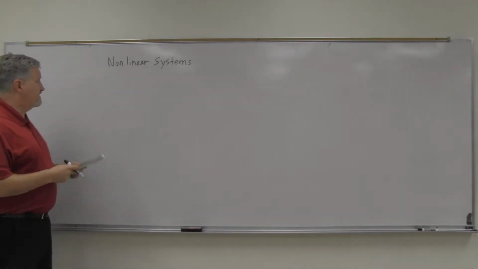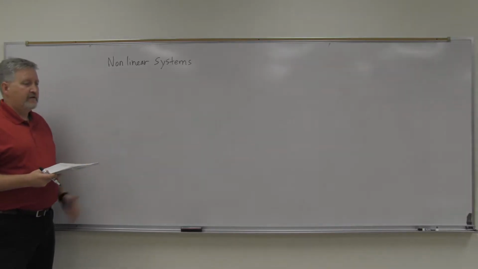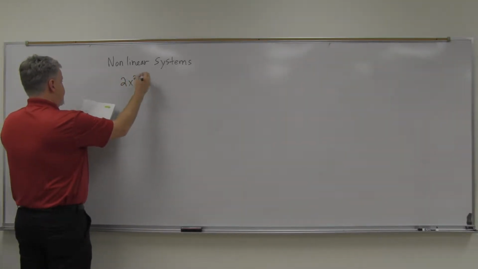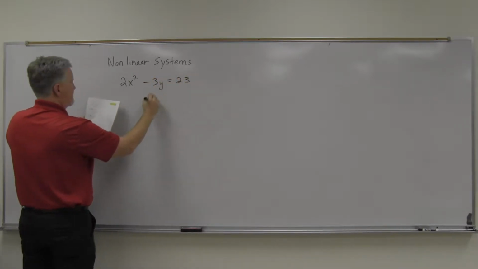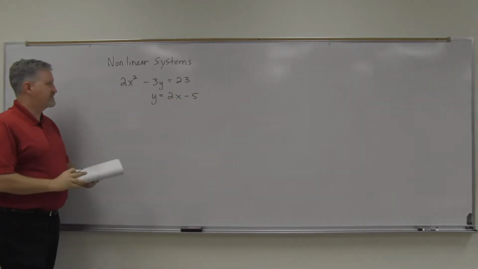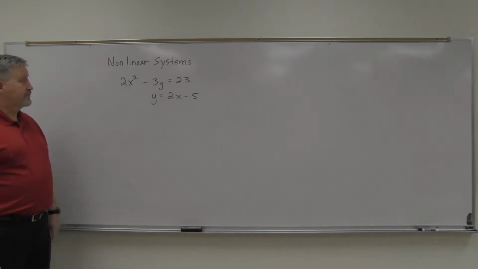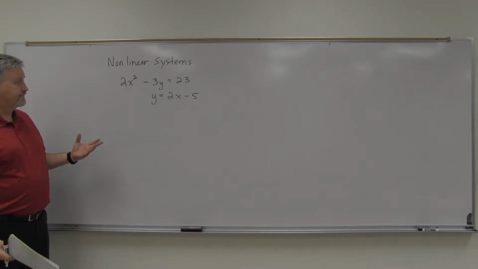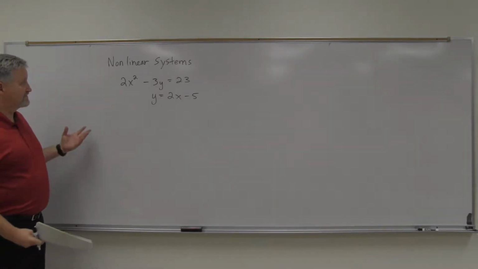Okay, so if I have a nonlinear system, a system where at least one of the equations is not a line, what do I do then? Well, the same two methods can apply here. So let's say we have this system, 2x squared minus 3y equals 23, and y equals 2x minus 5. And I want to solve that system. Well, what might you suggest to solve that system?